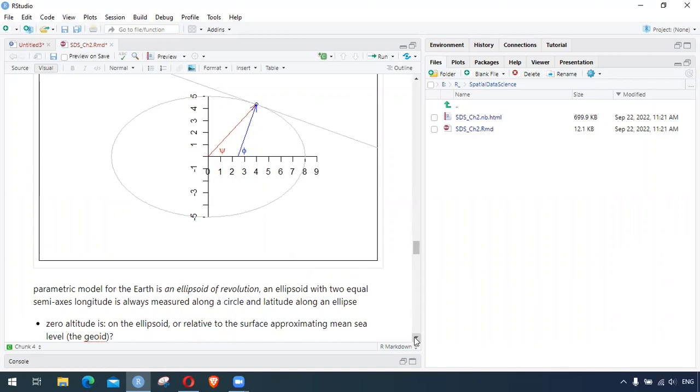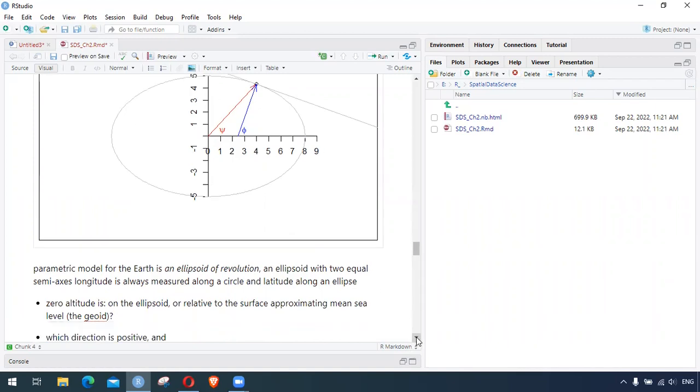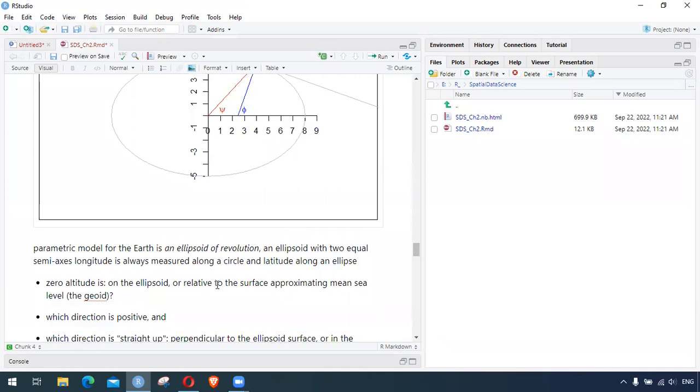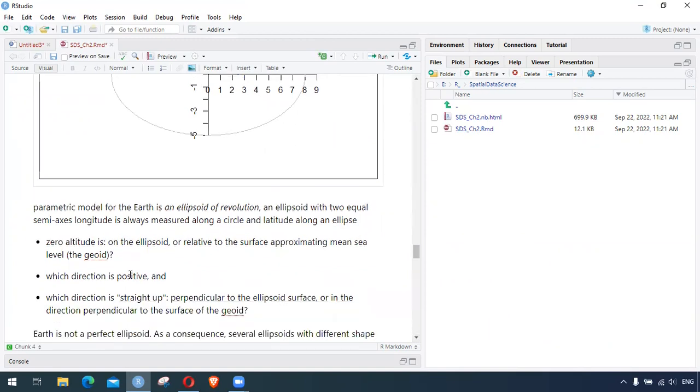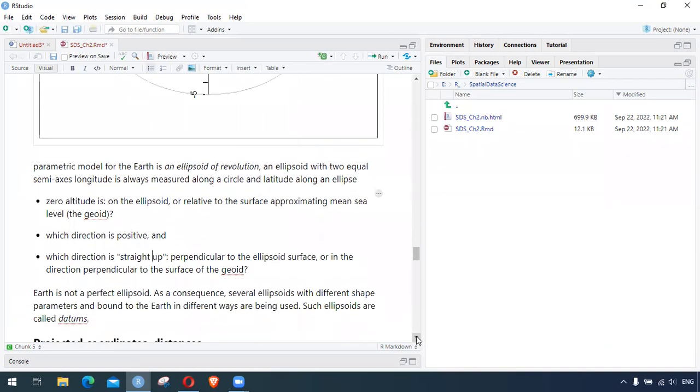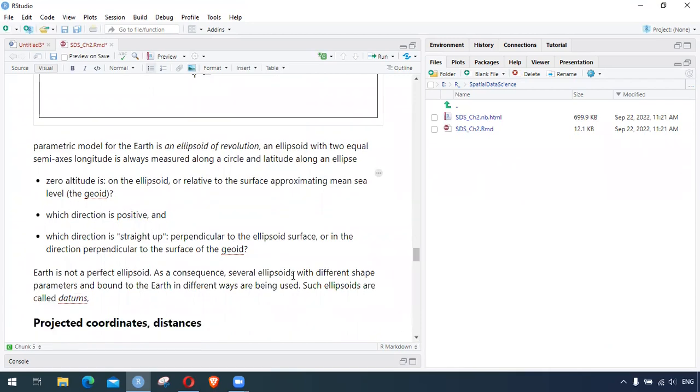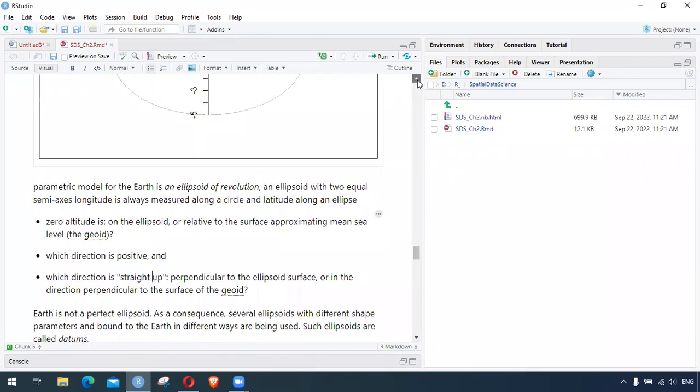So we have some altitude on the ellipsoid, and this is relative to the surface, approximating the mean sea level. And then we need to know which direction is positive, which direction is straight up. The particular case is that Earth is not a perfect ellipsoid. So for this we have different ellipsoids with different shapes and parameters bound to the Earth, and these ellipsoids are called the datums.